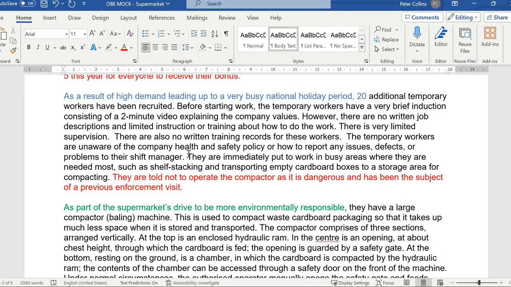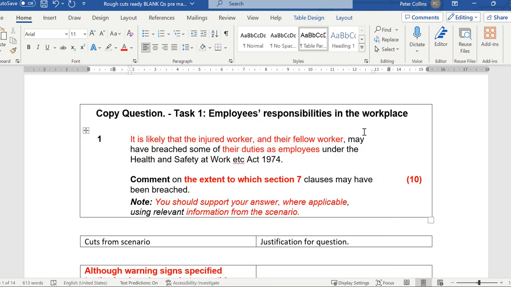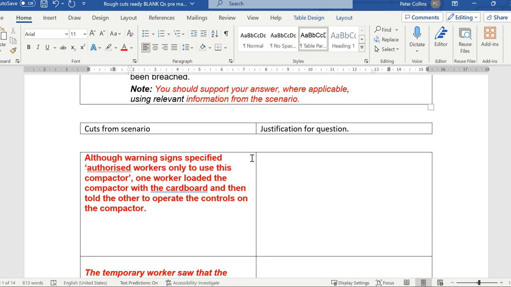As it says here, they're immediately put to work in a busy area where they're needed most, such as stacking shelves and transporting empty cardboard boxes. Again, they're told not to operate the compactor. So what we're going to do now is have a look at specifically answering this question. I've put here the cut from the scenario, but again, we can't just copy and paste this in. We're going to have to give an insight to it, applying our point, relevance, evidence, and prune.